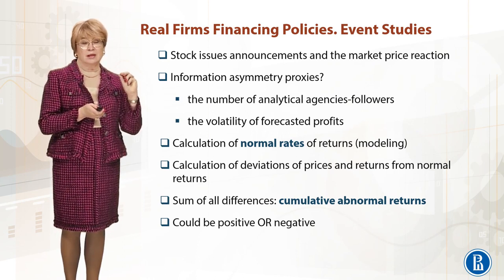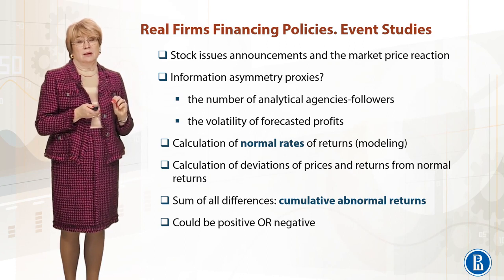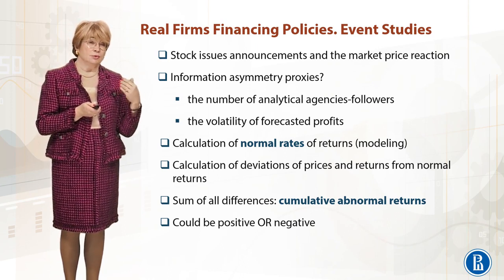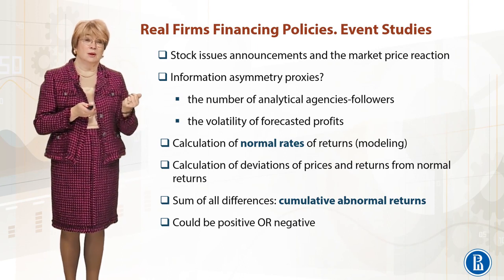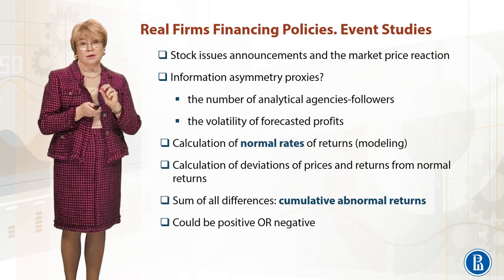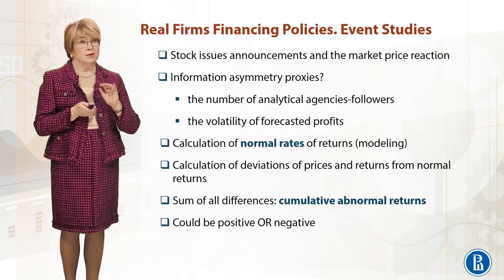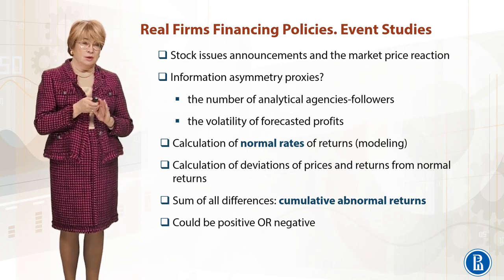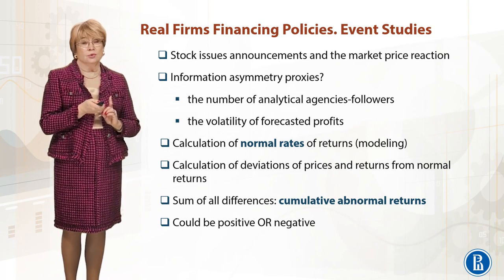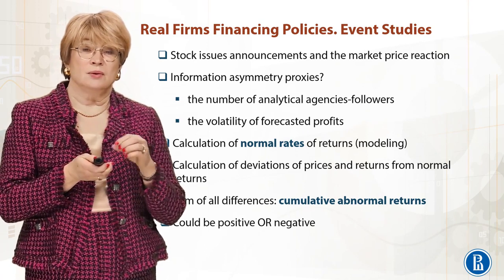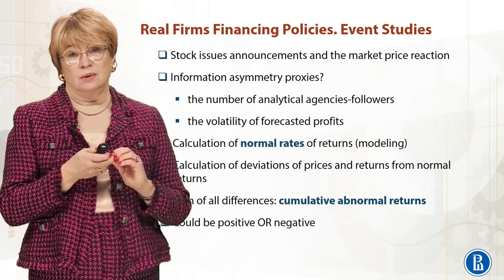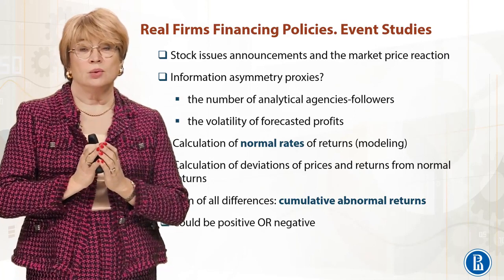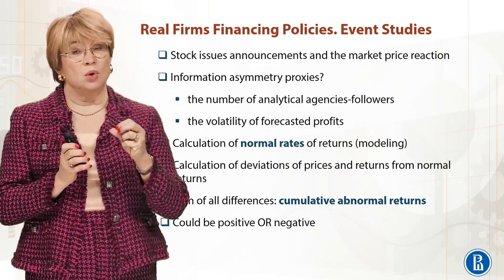If you've got that normal expected rate of return for all the companies in your sample, now the logical step would be to compare the actual rates of return on the stock of the companies included in the sample with this normal rate of return. I'm not discussing particular ways of computing the normal rates of return. There are a few of them, but in any case, you will get your normal rate of return. And then, comparing it to the actual rate of return, you will compute these deviations of the prices from the normal rates of return within some period of time. Then if you add them all up, you will get the so-called cumulative abnormal return.